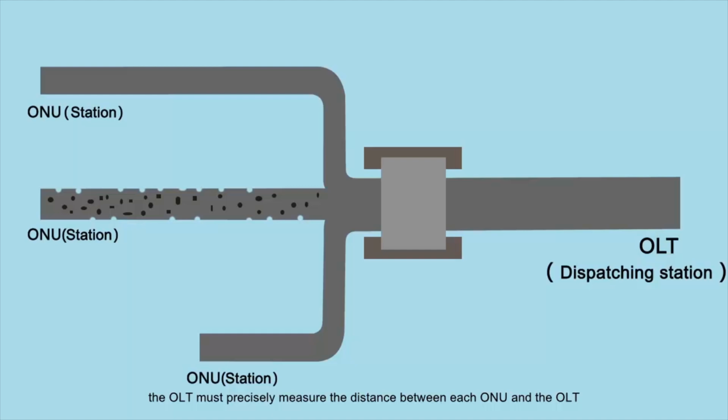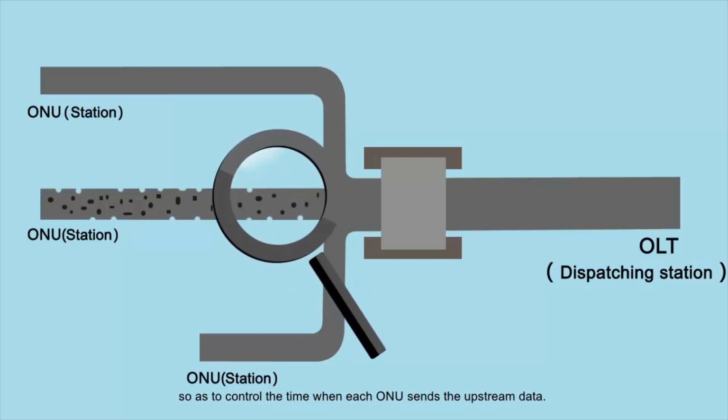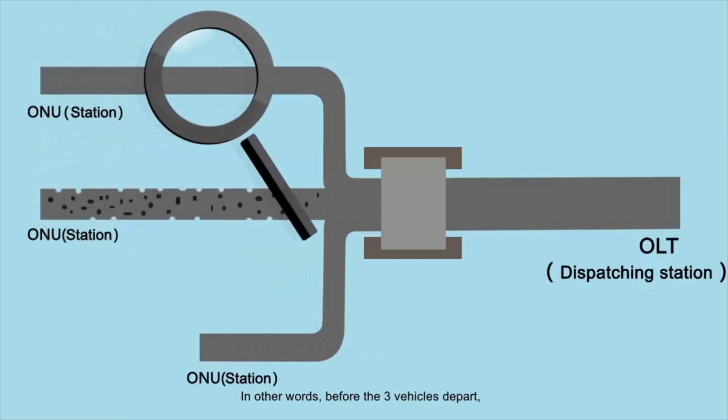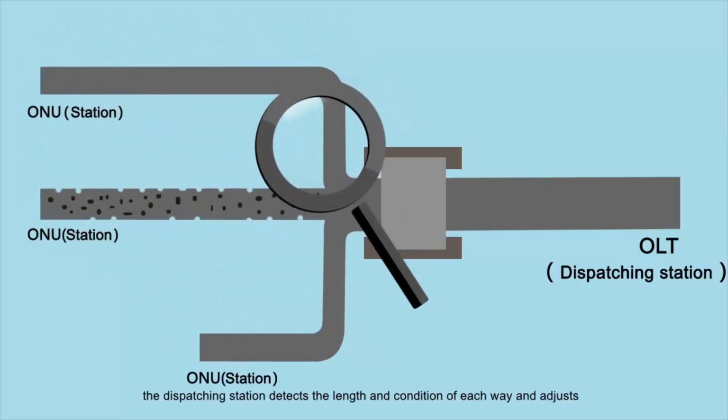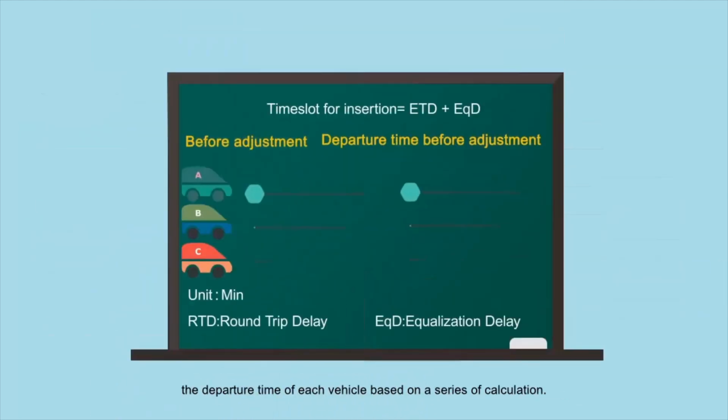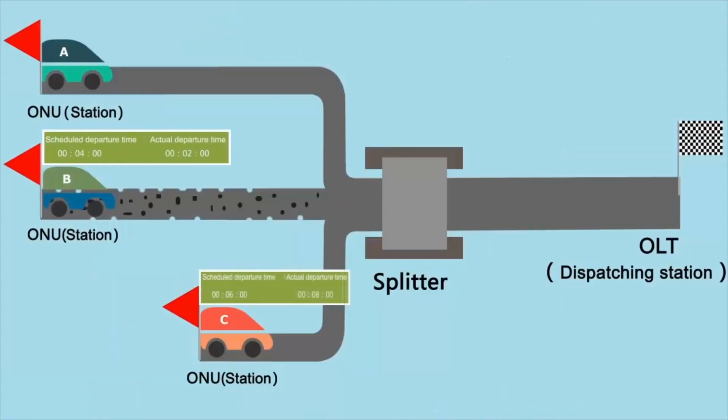The OLT must precisely measure the distance between each ONU and the OLT, so as to control the time when each ONU sends the upstream data. In other words, before the 3 vehicles depart, the dispatching station detects the length and condition of each way and adjusts the departure time of each vehicle based on a series of calculations.